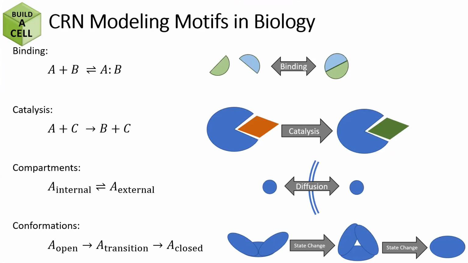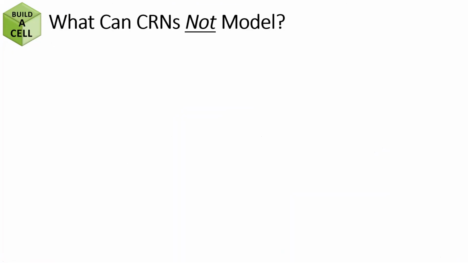The one thing I haven't shown you are the rates. So that's what we're going to talk about next. How do you choose the rates that these reactions occur at? I guess before we get into rates, I have to tell you what CRNs cannot model. This is very important. You want to make sure that you're using them for what they're good for, but you're not trying to use the CRN framework to model something that's really probably not going to work.